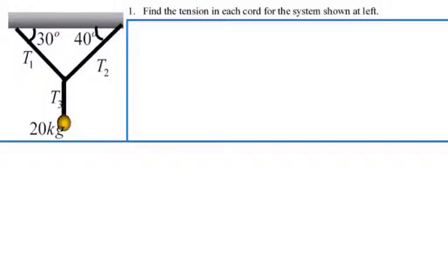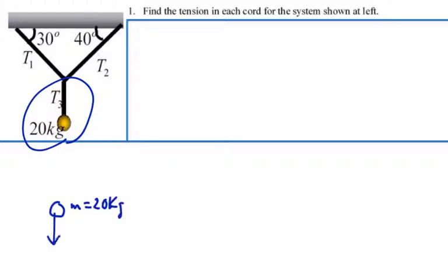Here's problem number 1 on sample test 2. Find the tension in each cord in the system shown at left. First thing we want to do, focus in on a point and do a free body diagram. We're going to do it of the 20 kilogram mass.